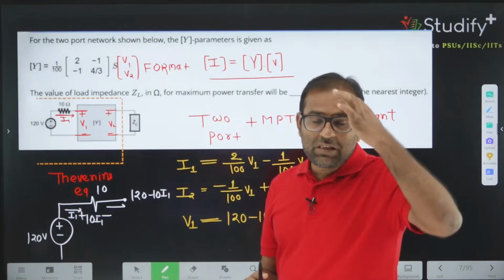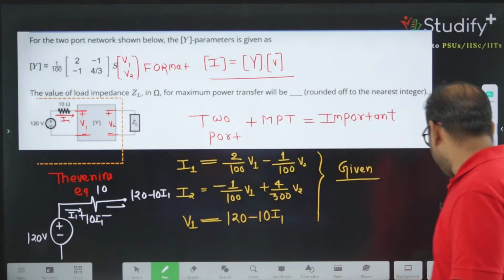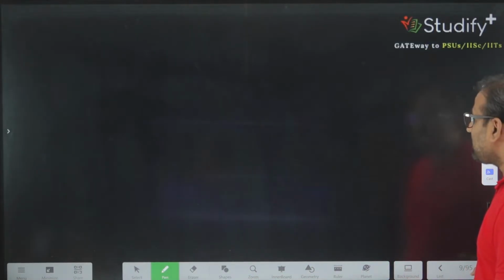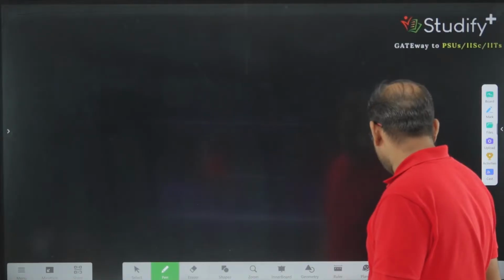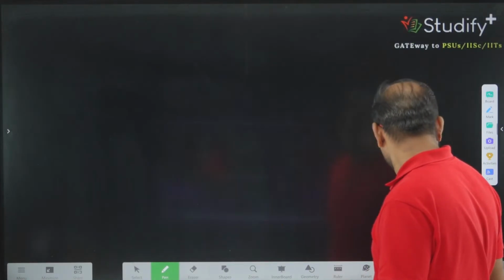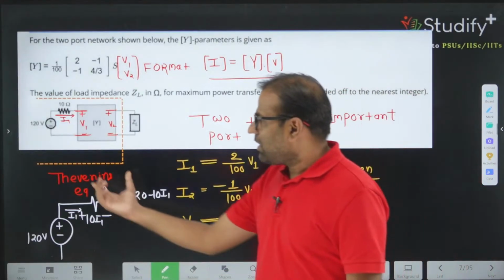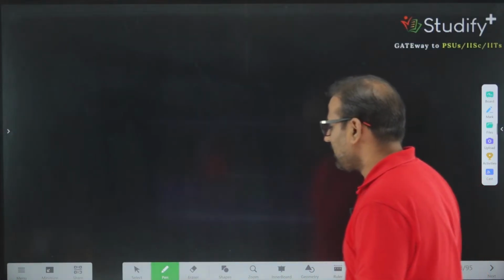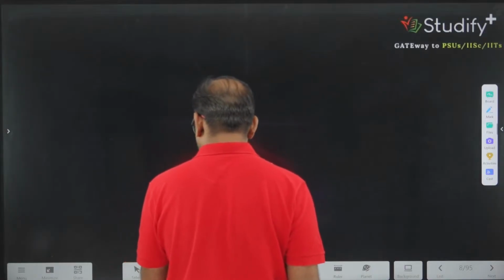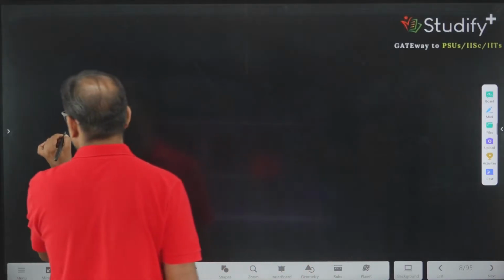So in this question, they are not asking for the maximum power transfer. They are just asking about the Thevenin's equivalent resistance. But we will calculate both, so that we can repeat the concept. So what I have told you: convert this right part of the circuit into Thevenin's equivalent. When I convert this into Thevenin's equivalent, it will look like this.